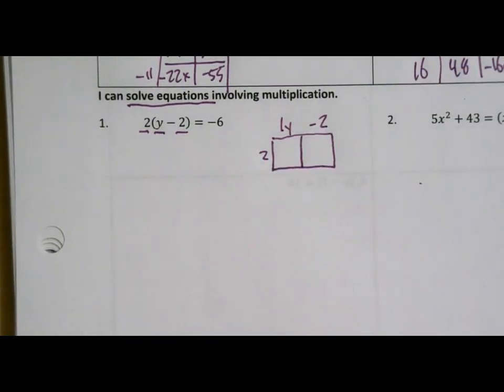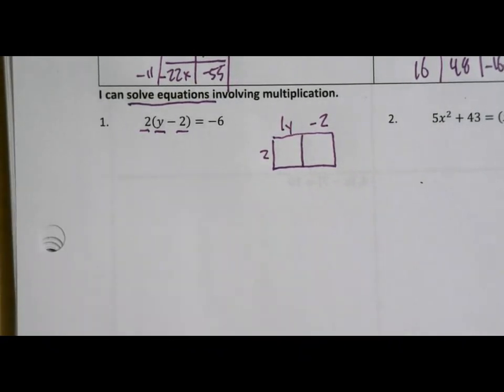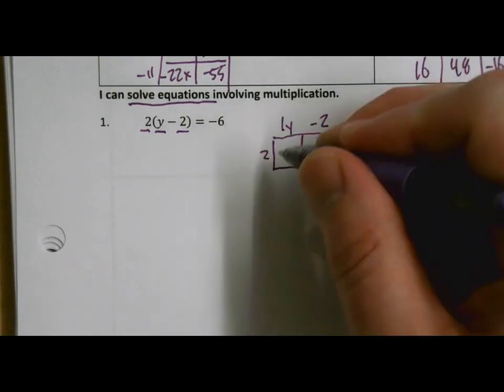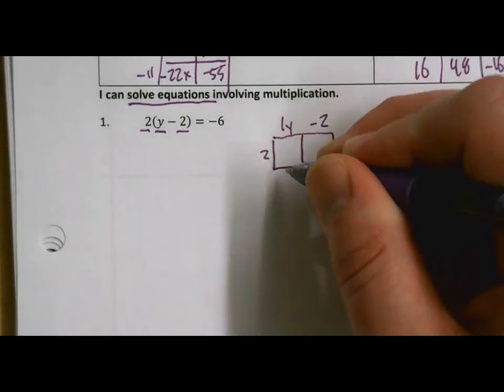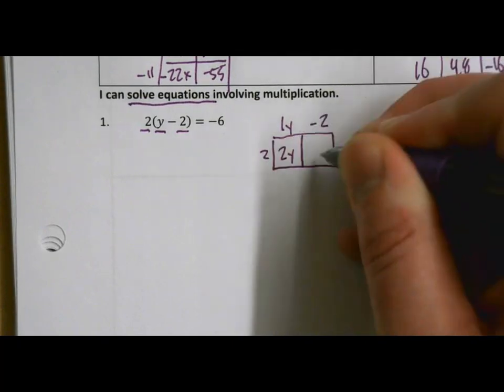Now, some of you don't do the rectangle thing. If you don't, that's fine. Just go ahead and put your answer right underneath here. So I'm going to work through here. 1 times 2, or 2 times 1y is 2y, and 2 times negative 2 is negative 4.